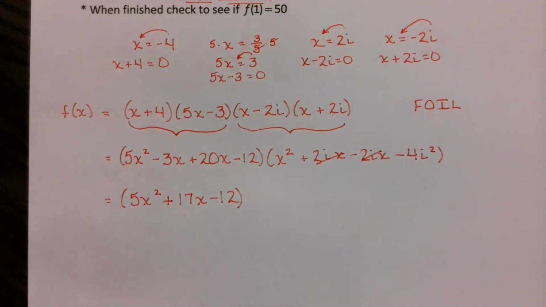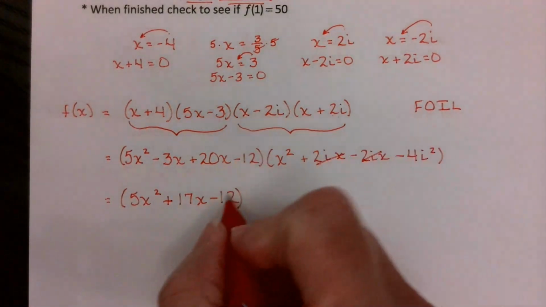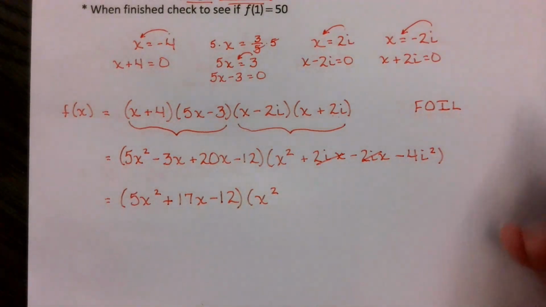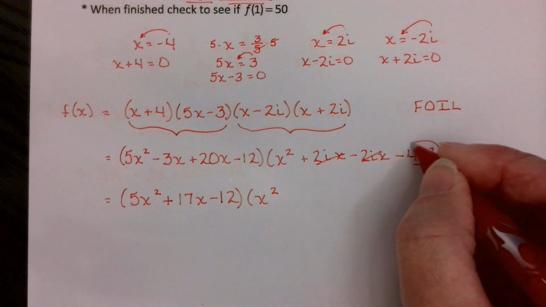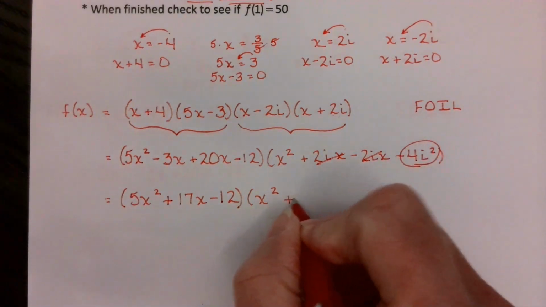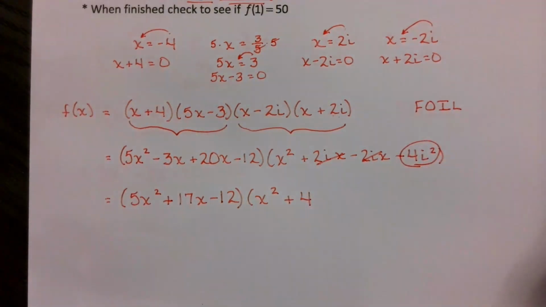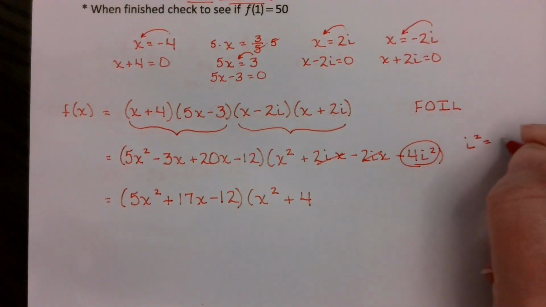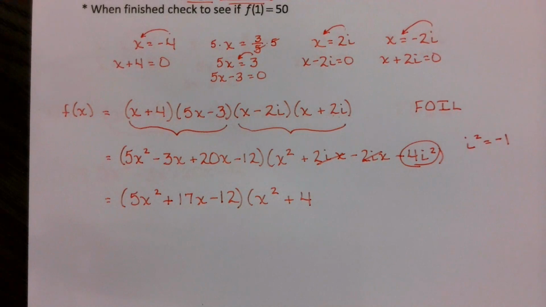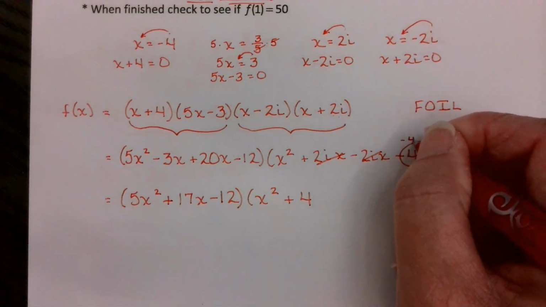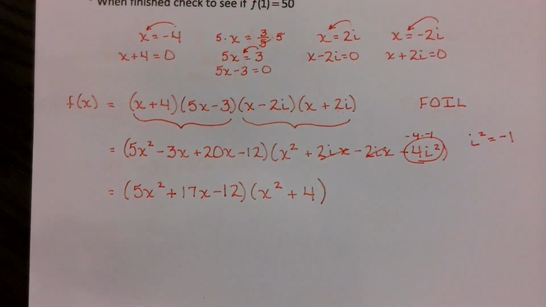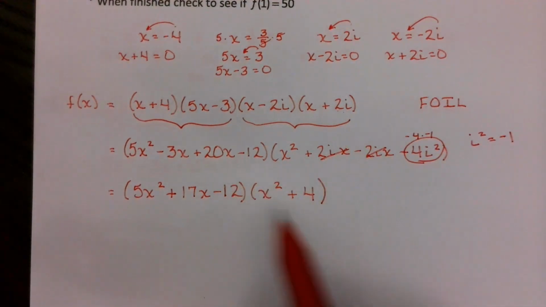Those cancel. Okay. Now, be real careful here. This gives us x squared. This here is going to give us a positive 4, because if you remember, x squared is the same thing as a negative 1. So this is saying negative 4 times negative 1, which gives us a positive 4. Okay, now it doesn't matter which way you do it, you're just going to distribute.